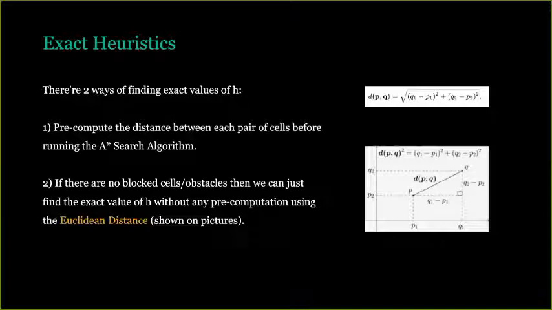A slightly more efficient way of calculating the exact value is doing it by Euclidean distance. It helps us to avoid some pre-computation, but it can only be done if there are no block cells and obstacles on our way. If you don't want to do a lot of manual work and you want your A-star algorithm to be less time consuming, a good approach is calculating each value by approximation heuristics.